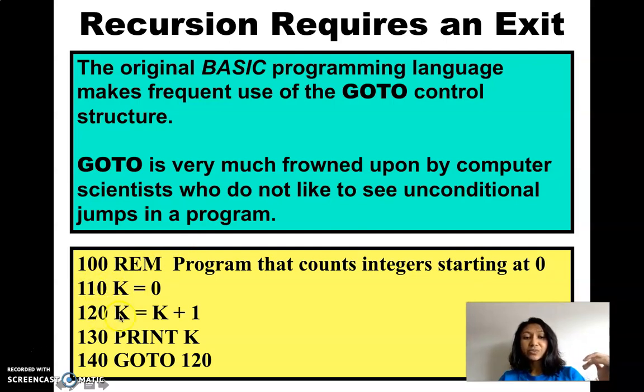In 120, you do k equals k plus 1. So obviously k, which stored 0, now stores 1. Then you print k. And then it says go to 120. It's basically telling you to go back to line number 120 and do k equals k plus 1. So then k goes to 2 and then print k. Then go to 120. Do you see how this is recursive right there, okay? However, it's never ending, okay?